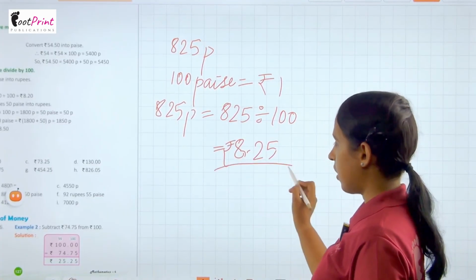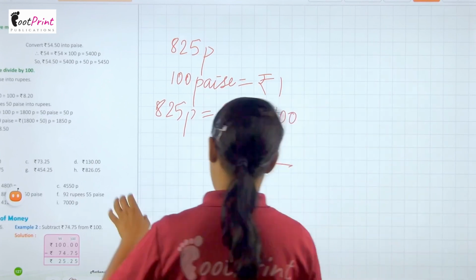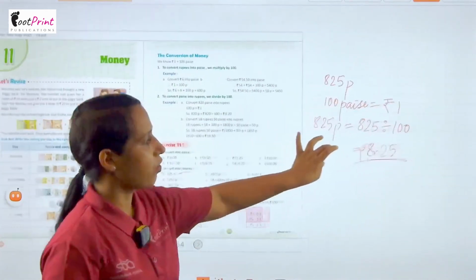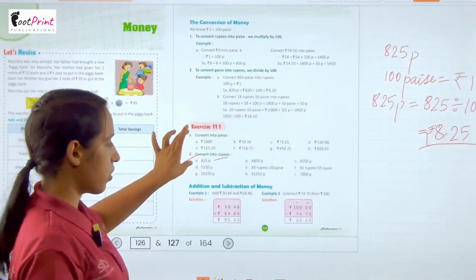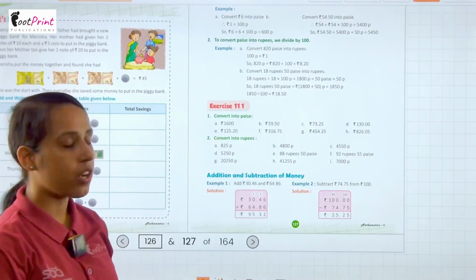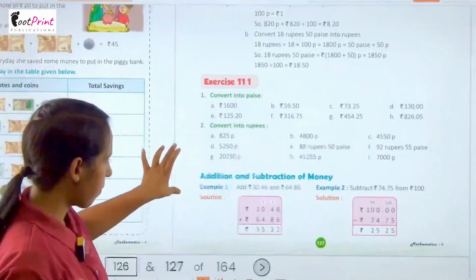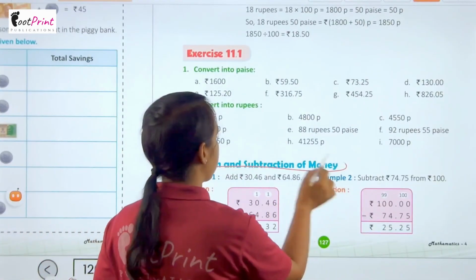It means 8 rupees 25 paise. So in this manner you can easily solve these questions. Now we have the next topic. In this we learn how to add and subtract money. So, addition and subtraction of money.